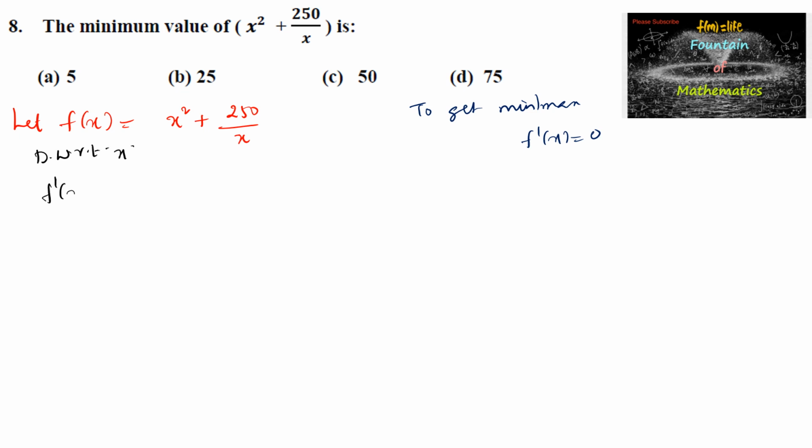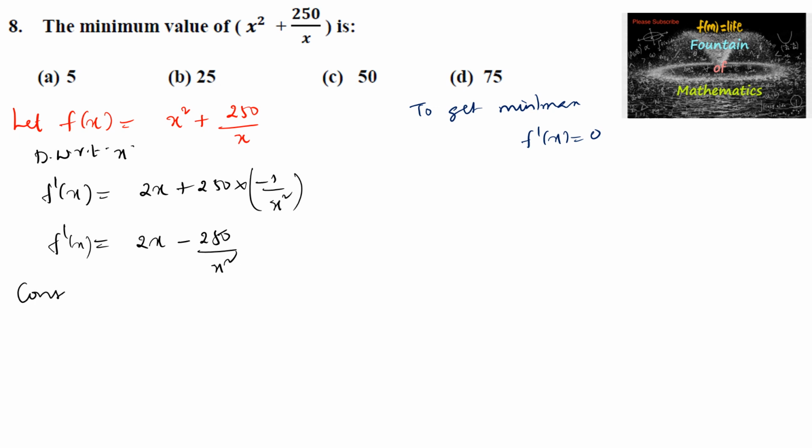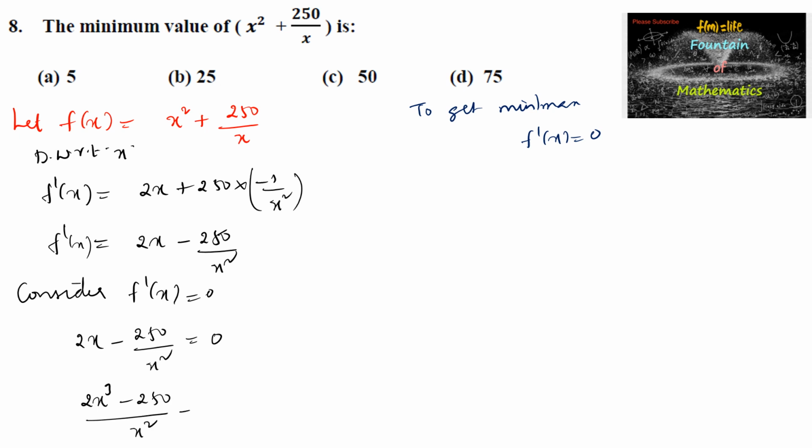So we have f dash of x is equal to 2x plus 250 into 1 upon x differentiation is minus 1 by x square. So we have 2x minus 250 divided by x square. Now consider f dash of x is equal to 0. So we have 2x minus 250 upon x square is equal to 0, or we can write 2x power 3 minus 250 divided by x square is 0, and the denominator cannot be equal to 0.